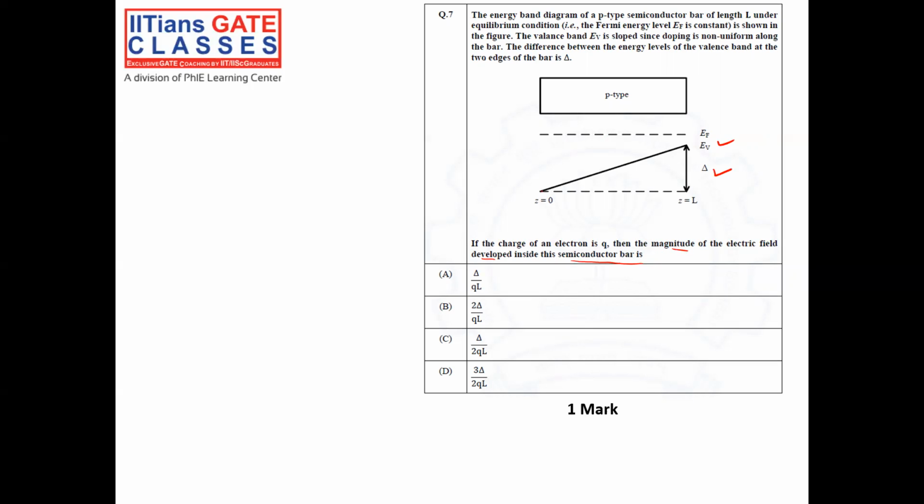First you try to know what the hole concentration in a p-type semiconductor is. It is equal to NV into exponential of minus (EV minus EF) by KT. And the NV is nothing but what is called the effective density of states.